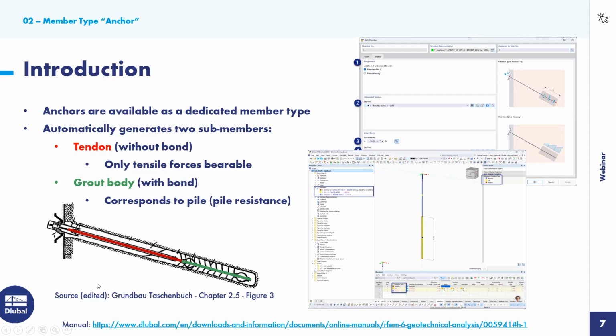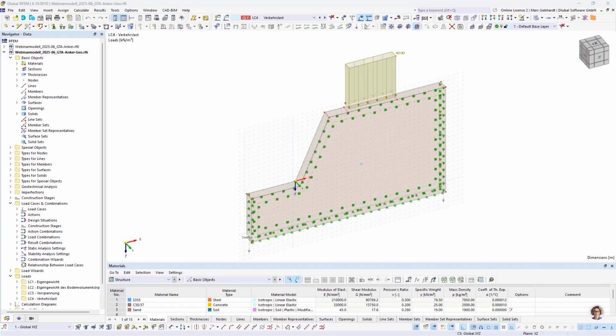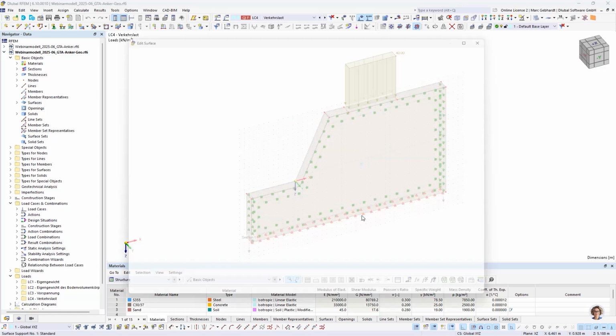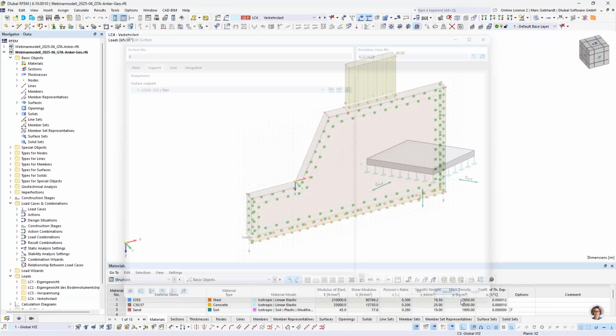And now we go over to a prepared model. You see here a slope stabilization for heavy goods traffic on top, modeled as a 1 meter slice volume with supports only orthogonal to the side faces and constraint support on bottom.